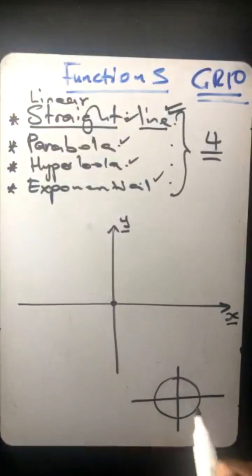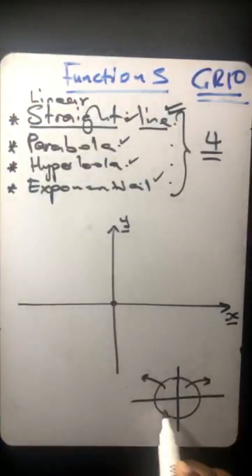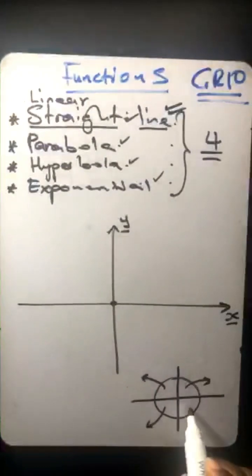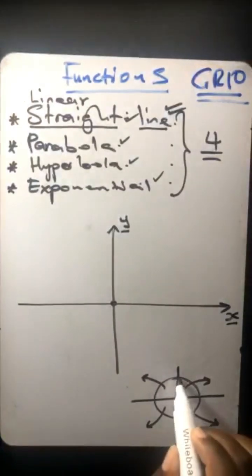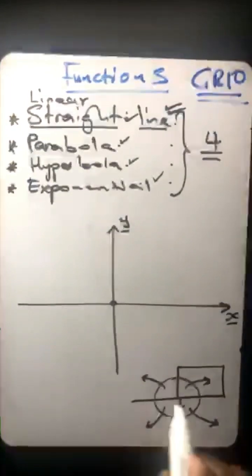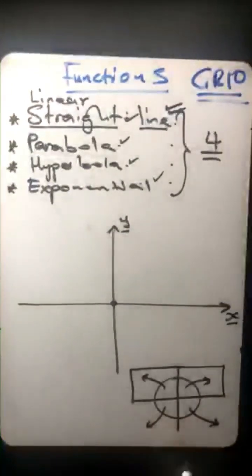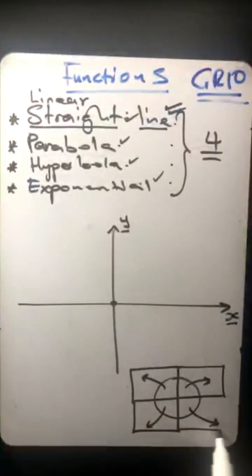So this is quarter number 1, this is quarter number 2, this is quarter number 3, this is quarter number 4. That is why we can refer to this quarter as a first quadrant. This is therefore going to be the second quadrant, third quadrant, fourth quadrant.